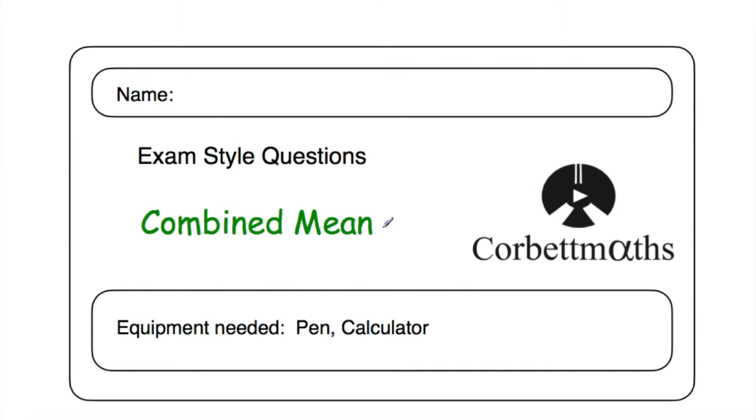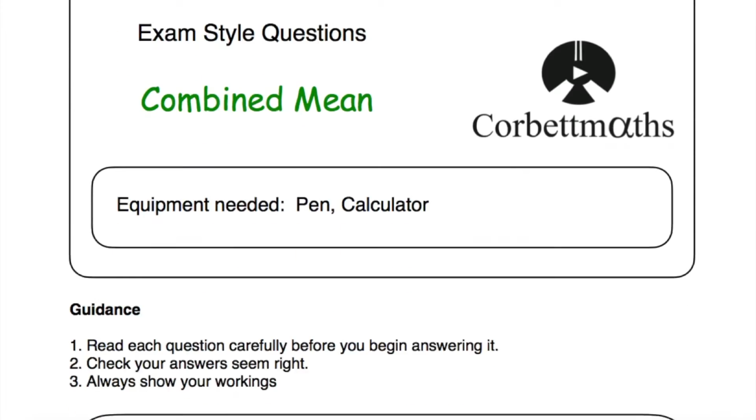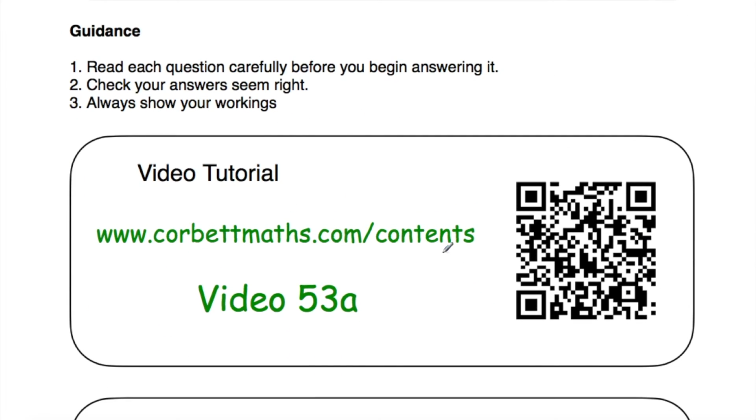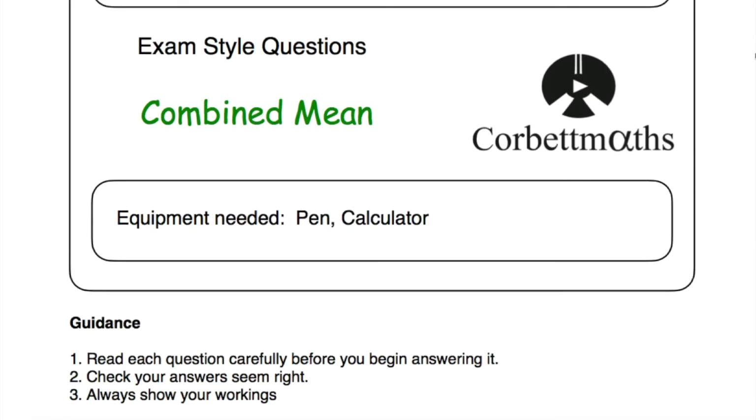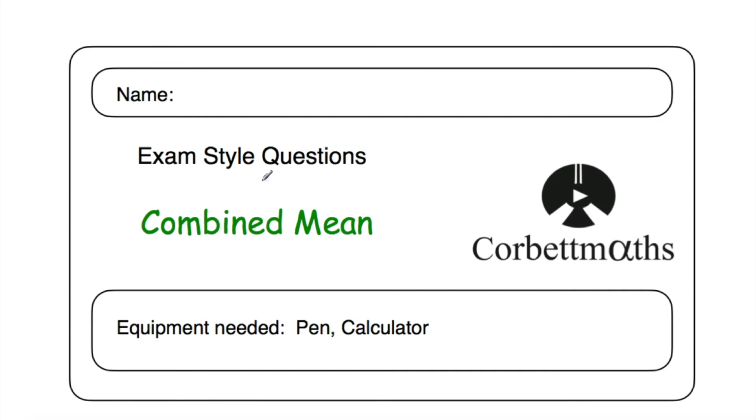In this video, we're going to look at the video solutions to the combined mean practice questions. If you need any extra help on this topic, go to corbettmaths.com/contents and go to video number 53A, or you could scan this QR code and that'll bring you straight to that video. There's a video tutorial there on the combined mean and that'll be really useful for you. In this video, we're going to focus on the video solutions to the practice questions.